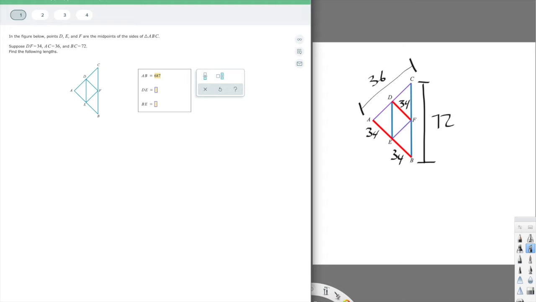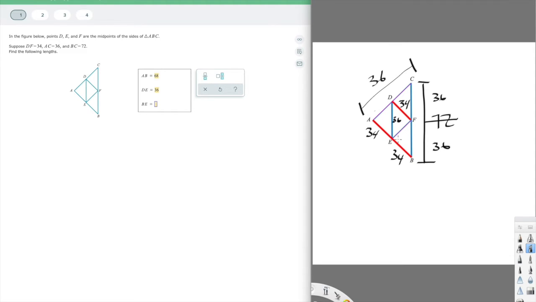And then if we have DE, so DE is this piece here, and that's parallel to this other blue one. So remember, if the whole thing is 72, I want to split it in half. So I'd have 36 and 36, and that's what this one's going to be. They're all the same length piece when I cut this guy in half. So this is 36.